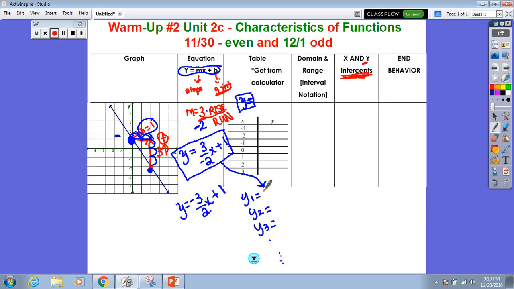So I'm going to type in 3. The way you type in fractions is you use a division bar. So divided by negative 2. And make sure that is a negative 2, not a minus 2. You have to hit the white button in order to get that negative. Negative 2 x plus 1. You should type this in your Y1.